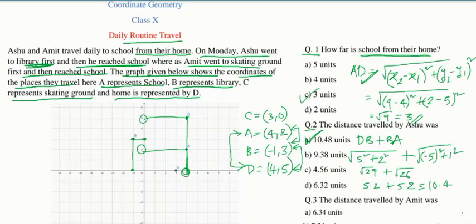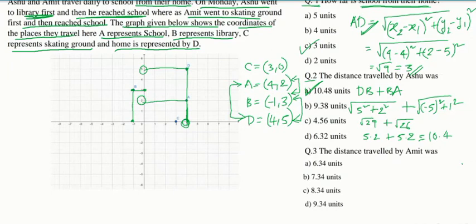So hope you understand the second question. Same here, you have to do the third question also. See third question: the distance travelled by Amit was. Information given that Amit went first to the skating ground, after that to school. So from home to skating ground, home is D, so D to skating ground is C. So DC plus, again from that skating ground he went to school. So DC plus CA you have to find.